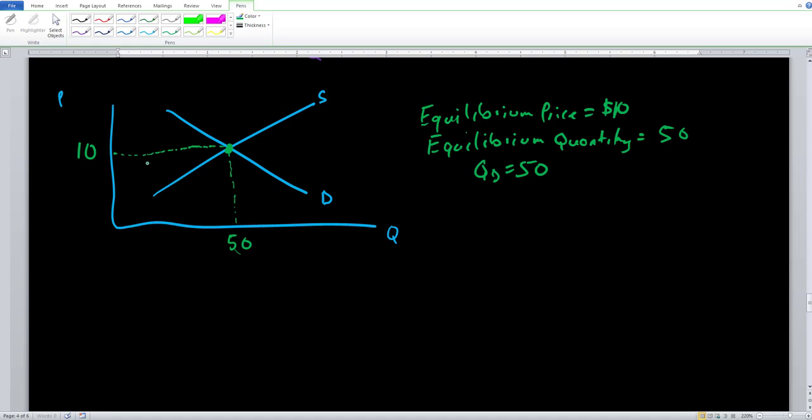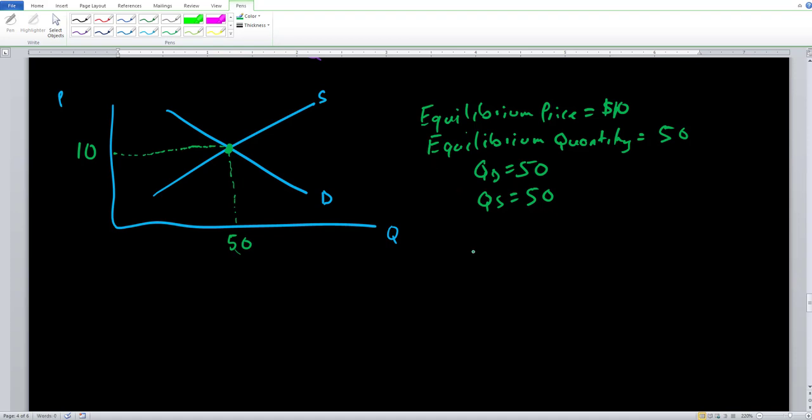We do the same thing for the supply curve. At a price of 10, we also hit the supply curve as well. We go straight down. That also equals QS equals 50. So here, this is the condition that needs to be met in order for us to have equilibrium. QD has to equal QS.